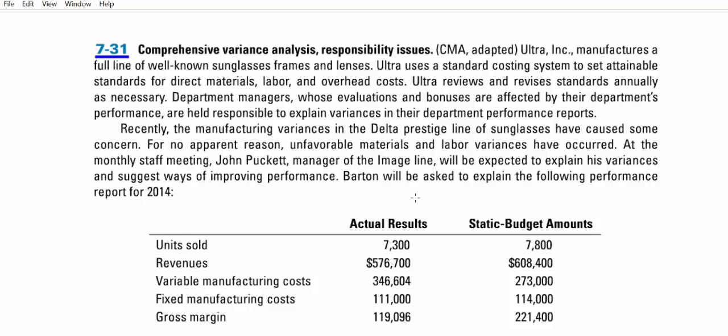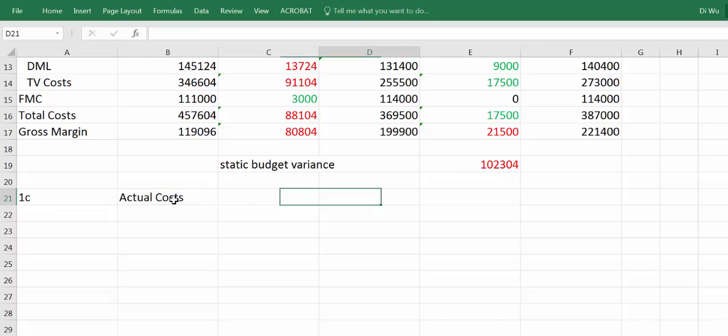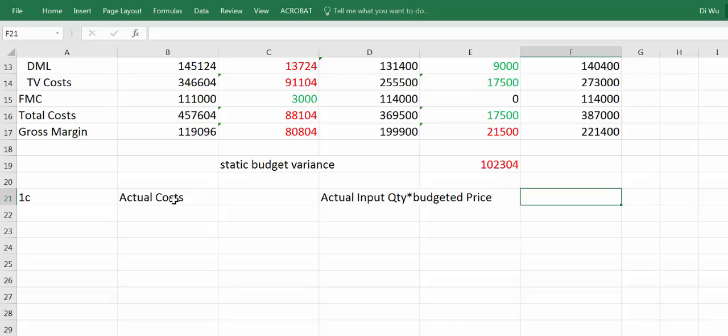Alright, so 1B is done. Now let's take a look at 1C, the price and efficiency variances. For this part we only need to deal with the following: the actual costs, the actual input quantity multiplied by the budgeted price, and for the last one, the flexible budget.